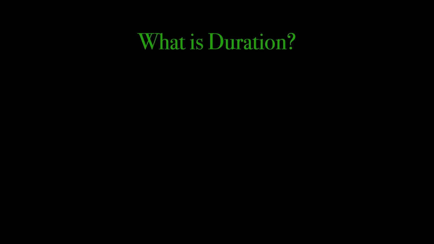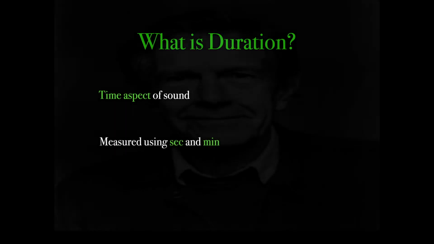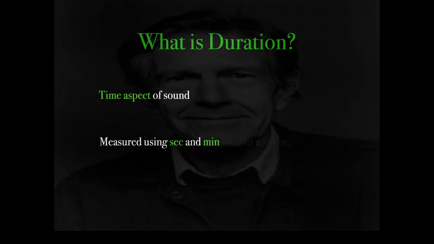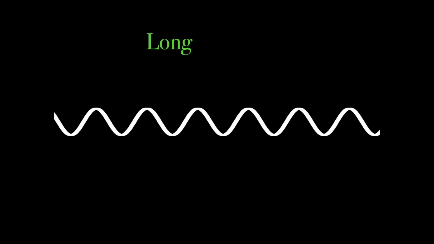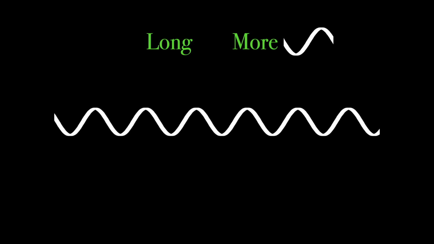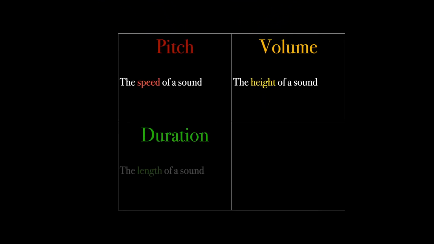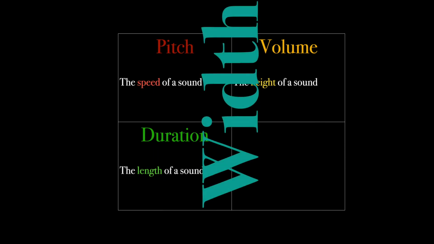Attribute 3. Duration. Duration describes the time aspect of sound. The unit for duration is usually seconds or minutes, but some people like John Cage like to use hours or decades instead. A short duration will always have less wave cycles, while a long duration will always have more wave cycles. Our third attribute, duration, describes the length of sound. Or width if you like to listen to music sideways.